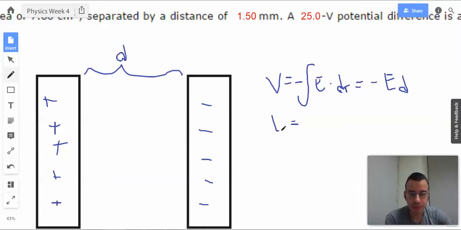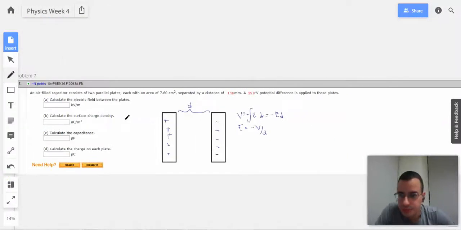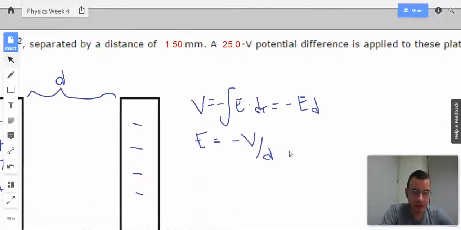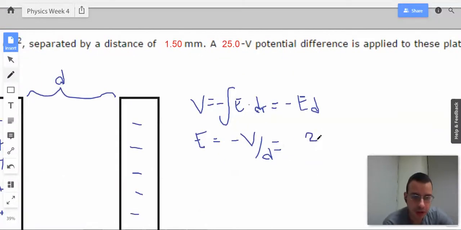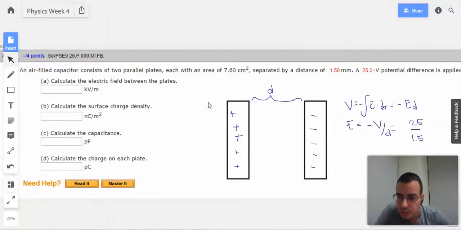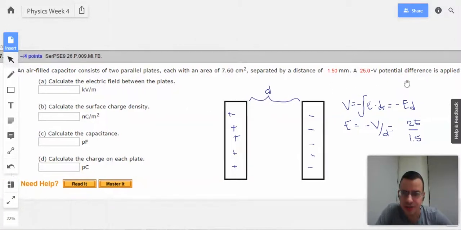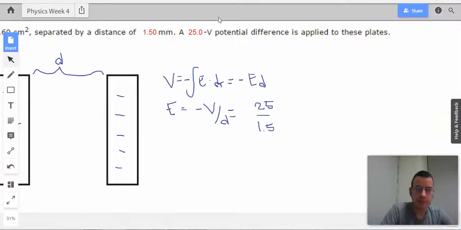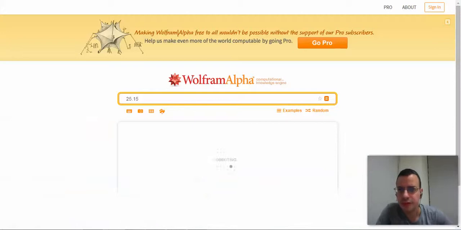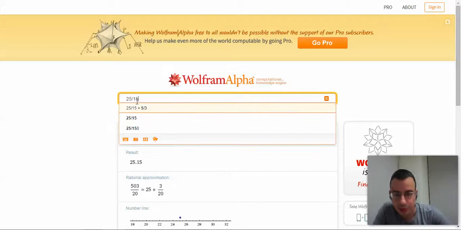So now the electric field will be negative voltage divided by distance between the two, which actually makes this really, really easy. So then we have 25 over 1.5. And I think they're just looking for a positive answer. So, 25 divided by 1.5 times 10 to the negative third.